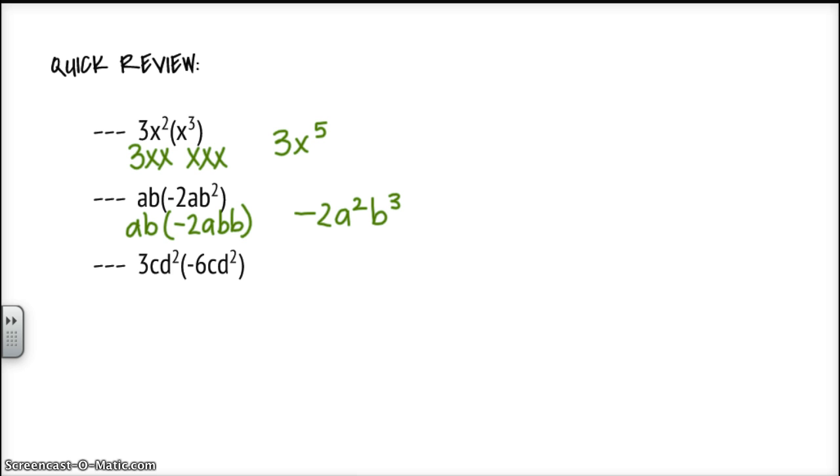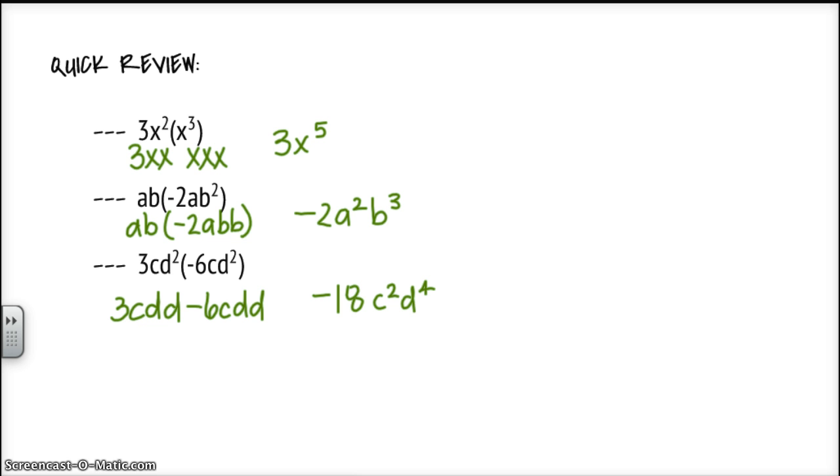Hopefully you are 2 for 2. Third one, give yourself a shot. See if you can come up with it as I write these down. Lots of d squareds there. Negative 18, because 3 times negative 6 is negative 18. c squared, d to the fourth.